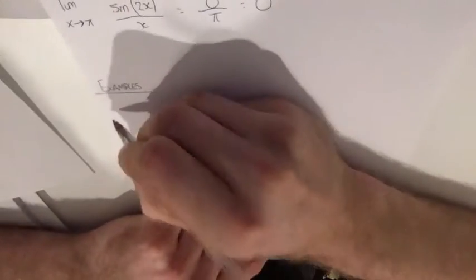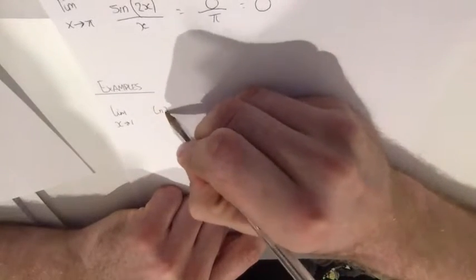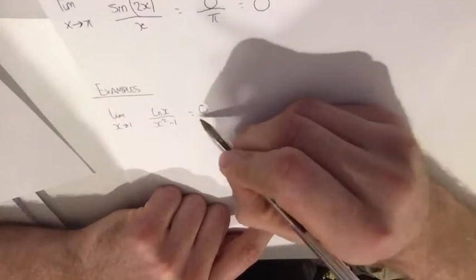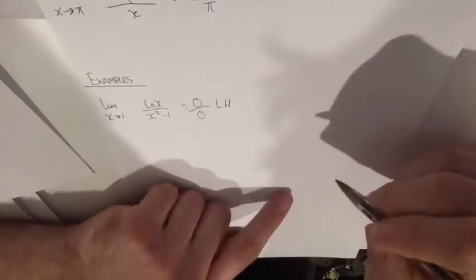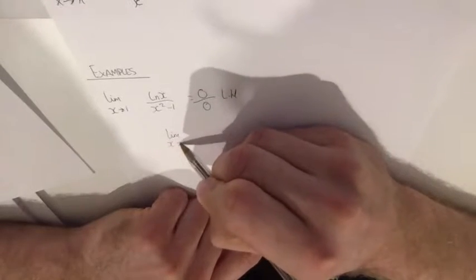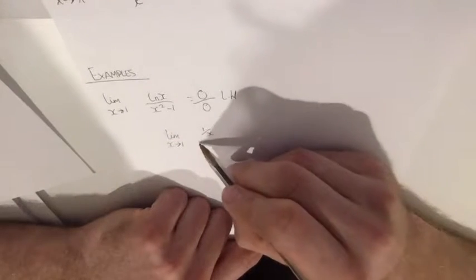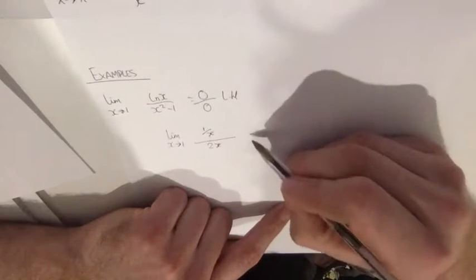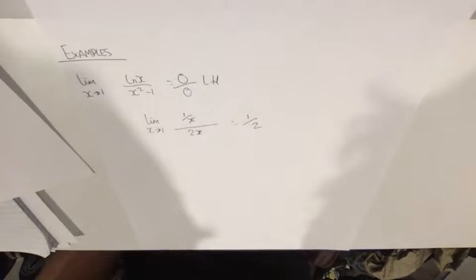However, something like this, our limit as x approaches 1 of, say, ln x over x squared minus 1, would equal 0 over 0. Because x squared minus 1 gives us 0 again, we could apply L'Hopital's rule to something like that. Taking the limit as x approaches 1, that would give us 1 over x over 2x, and that's quite easy. Those cancel each other out, and that would just give us 1/2 as our limit. So that's a good example of where we would apply L'Hopital's rule.